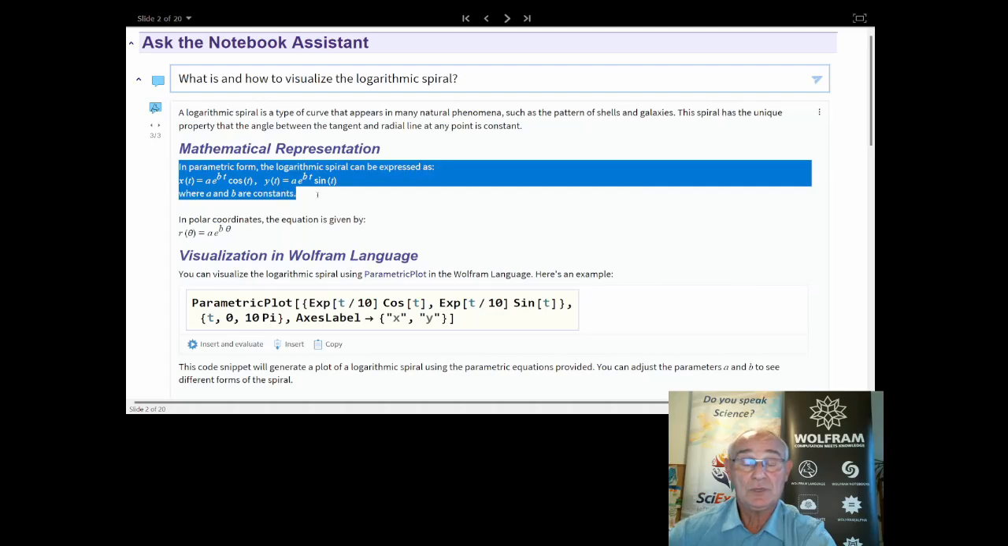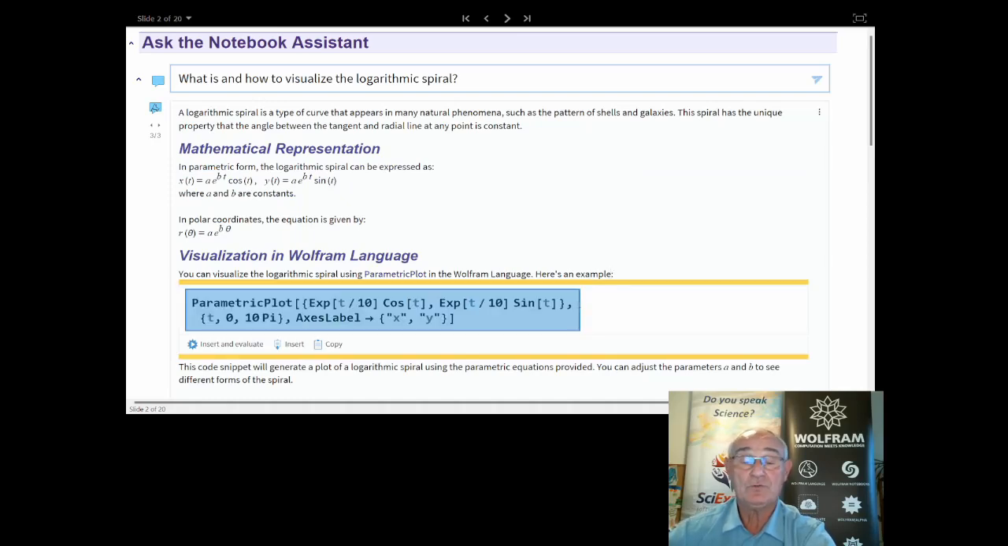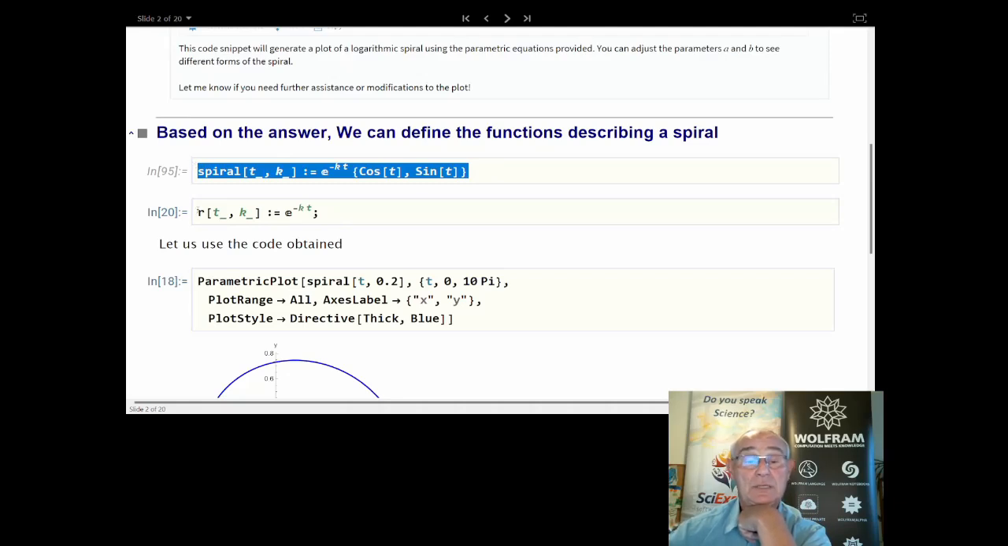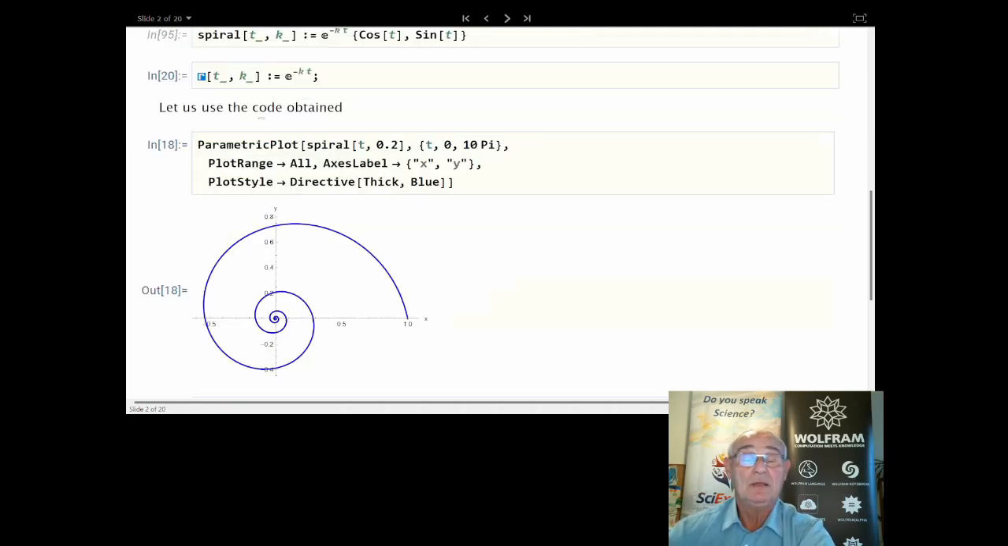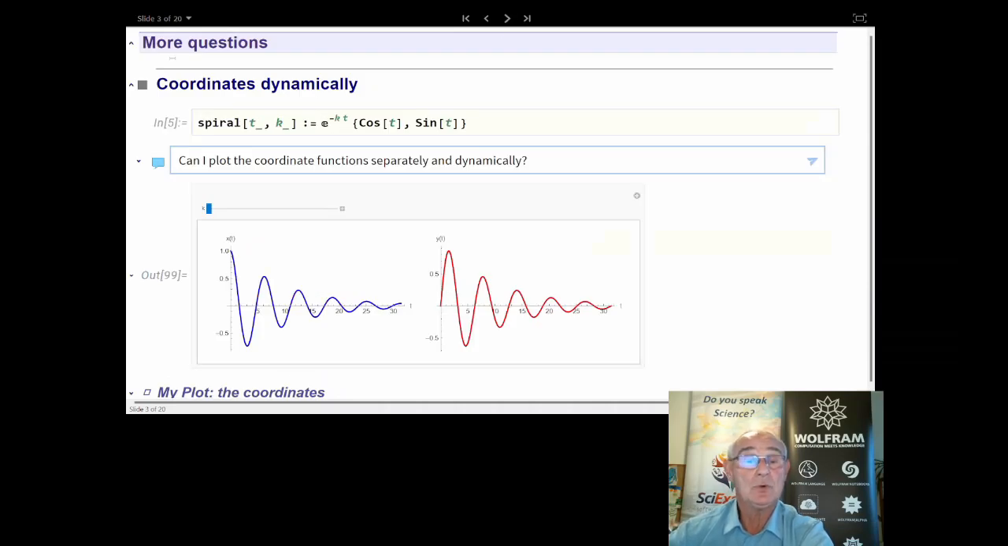The general formulas are also given, and the code of the visualization tool is given also with a special version of the spiral. So based on the answer, the spiral can be defined in a general way, both in the Cartesian way and the polar system. If the code is considered, the spiral is considered with a special parameter, and we obtain the graph of the spiral in a very easy way, and also using the polar plot we can have the same figure. Now consider some more questions.